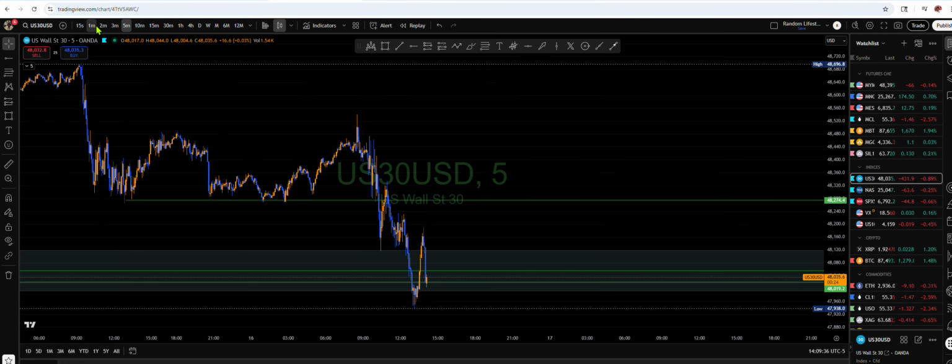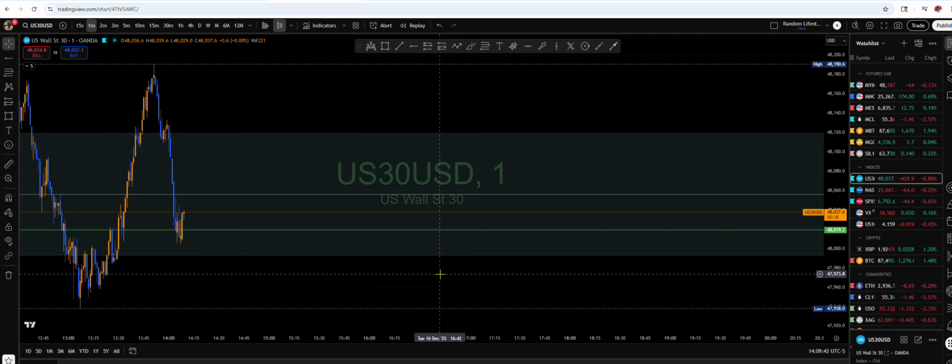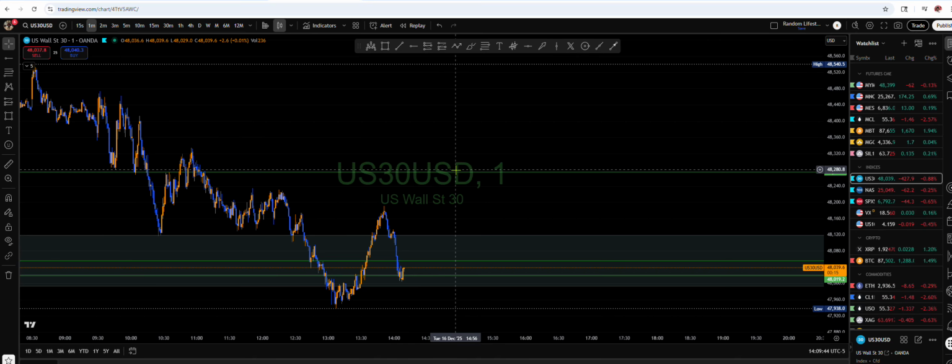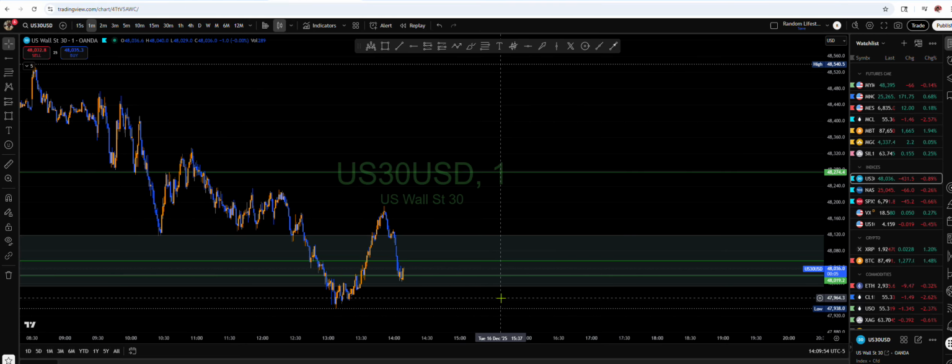If you go down to the 1 minute, you can see an earlier entry. I would not touch it. Some people would touch it, but I would not touch it until it gets back up here, bounces off of this area, and goes back down. And then I would look for a position right there.